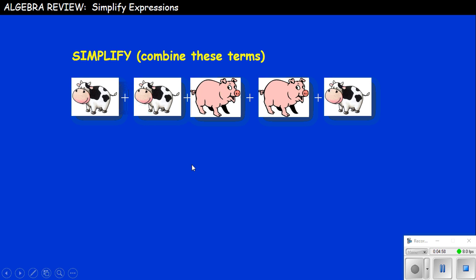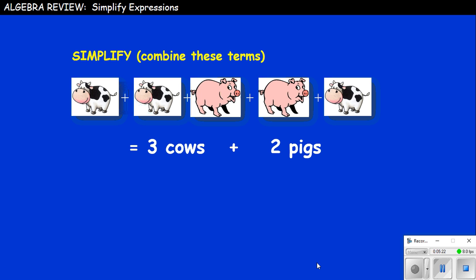In this problem, we run into our first analogy. That's our first problem, but with the analogy it should seem pretty obvious. When I add up these cows and pigs, they don't become 5 cow pigs. If the animals are different, we don't group them together. This is not 5 cow pigs. This is 3 cows and 2 pigs. If the animals are different, we don't combine them.